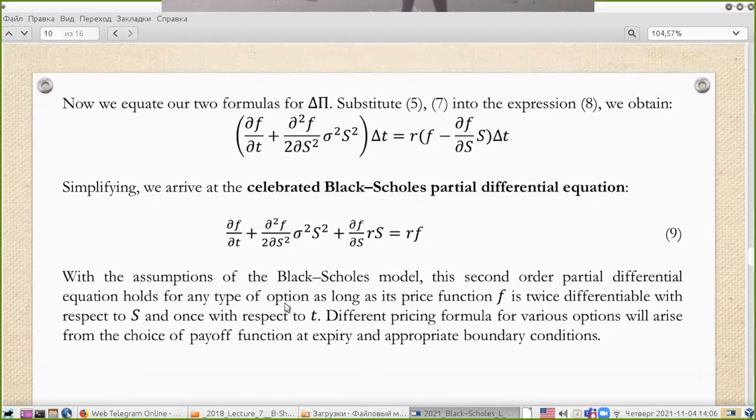r multiplied by this we move to the left side, and these two terms on the left side too. So with the assumption of the Black-Scholes model, the second order partial differential equation holds for any type of option as long as its price function f is twice differentiable with respect to s and with respect to t.